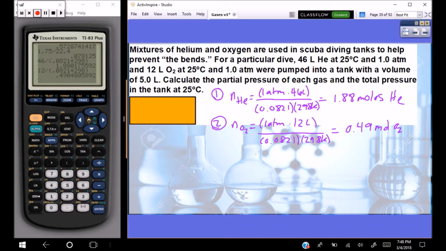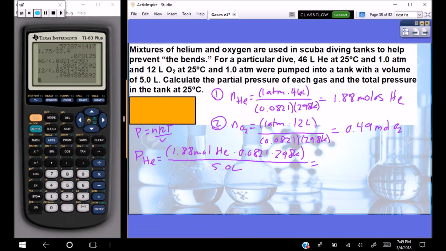I know my container now has a volume of 5 liters, so things are going to spread out. I need to figure out my pressure inside the new container. So the pressure of He is going to be equal to nRT over V, which is our volume, right? This time if we're solving for pressure, nRT over V. Yep. So I've got 1.88 moles of helium times 0.0821 times 298 K. Thankfully, they're still at the same temperature. And then I've got 5 liters.